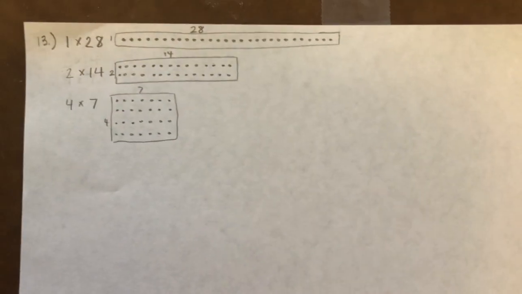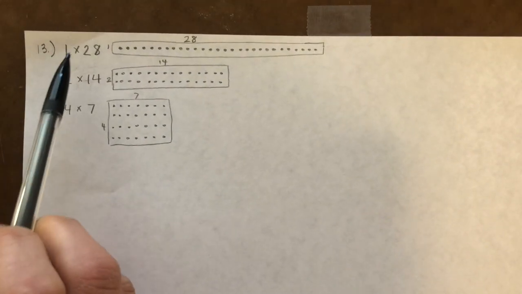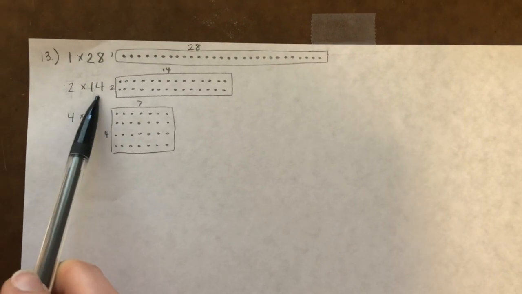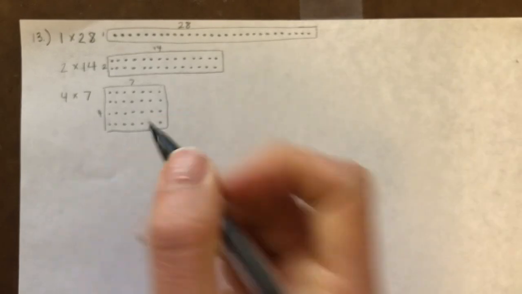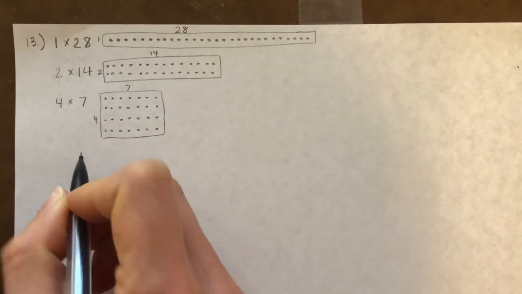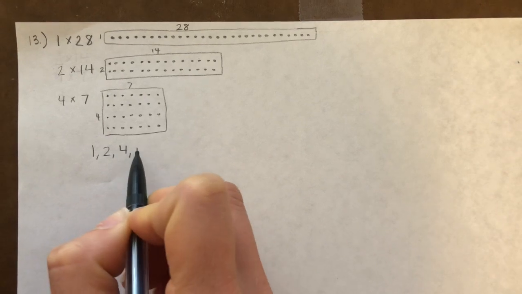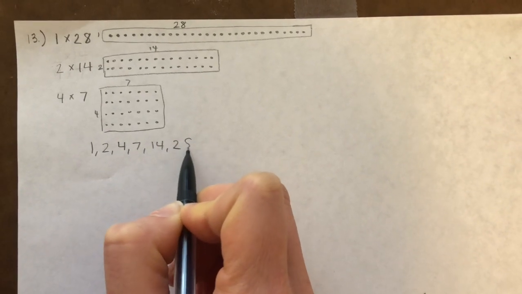Well, first we want to list the factors of 28, or find the factors of 28. So we've got 1 times 28, 2 times 14, and 4 times 7. So if we made that into an actual list of factors, we've got 1, 2, 4, 7, 14, and 28.